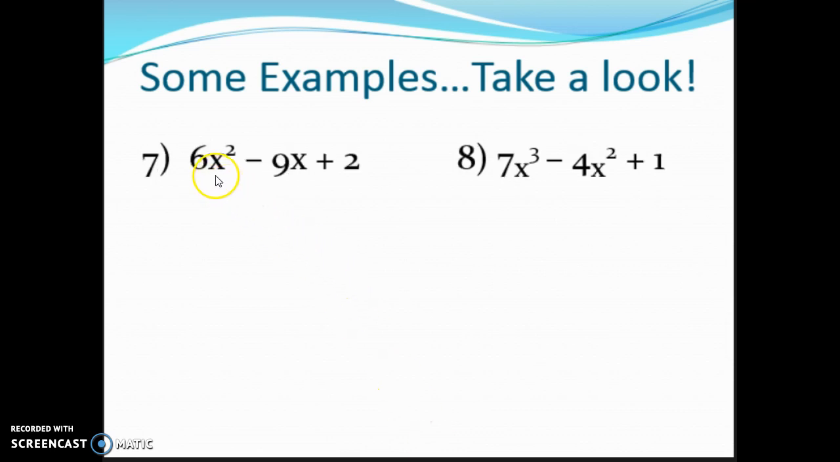Next, this one, the highest exponent. So this exponent is 1, but this exponent is 2. So the highest exponent is 2, so it's a quadratic. And it has 3 pieces, so it's a quadratic trinomial. Okay? And finally, again, we're looking for the highest exponent, which is 3. So this is a cubic, and again, 3 pieces, trinomial.